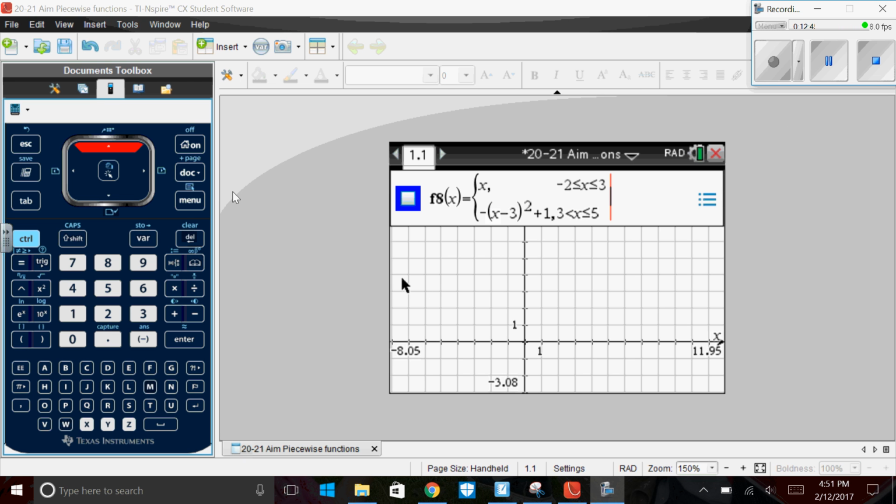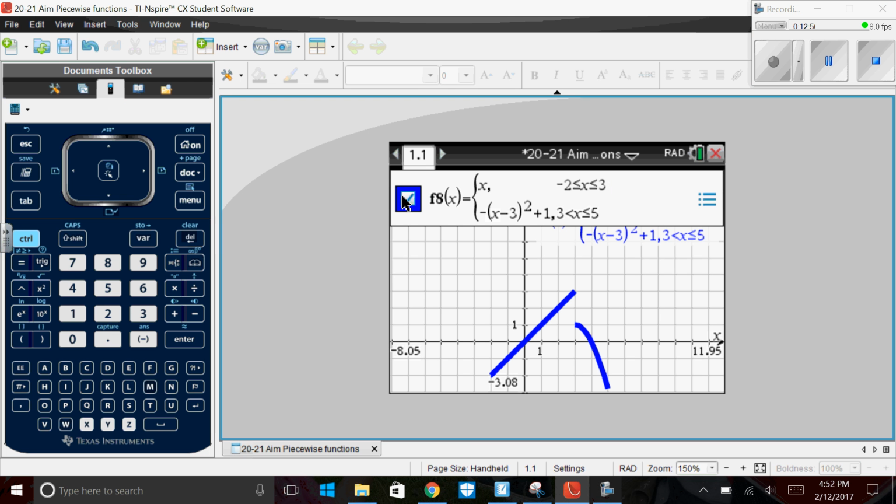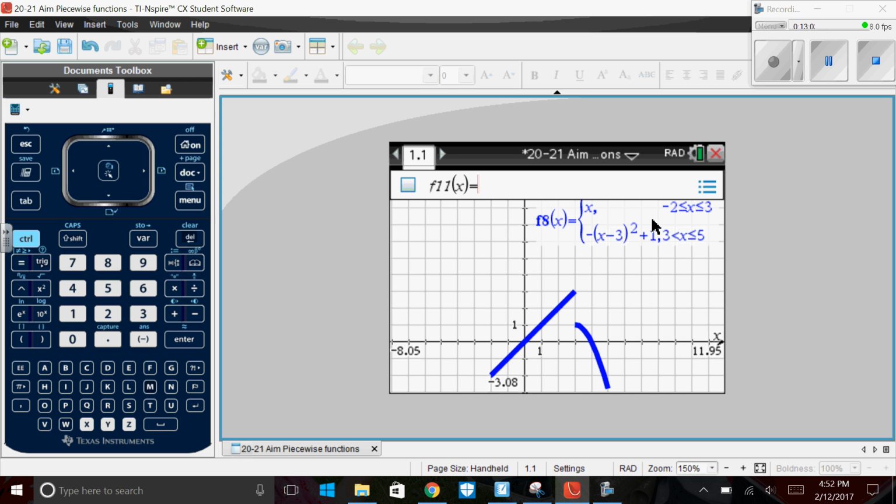So this is what it looks like. So we're going to have a piece of this graph from -2 to 3, and we're going to have a piece of the parabola from 3 to 5. Okay. So there you go.